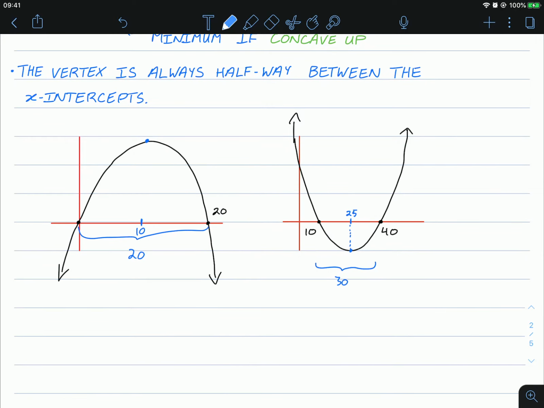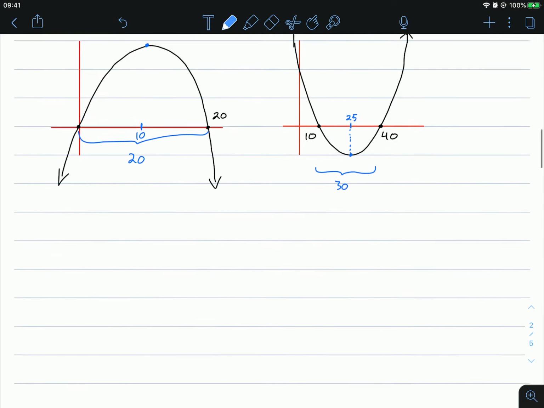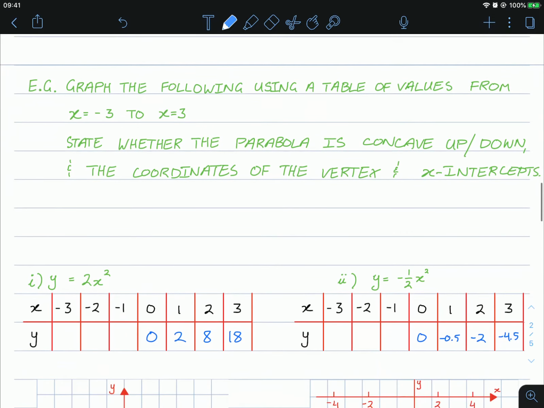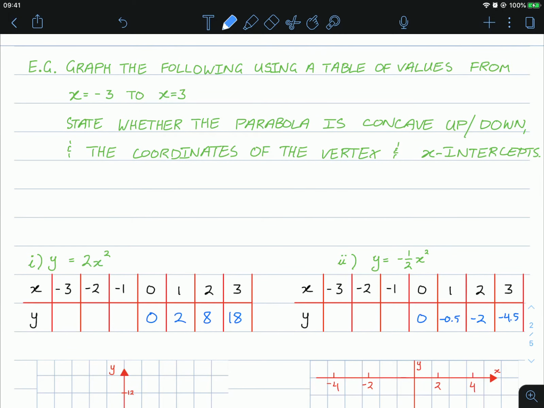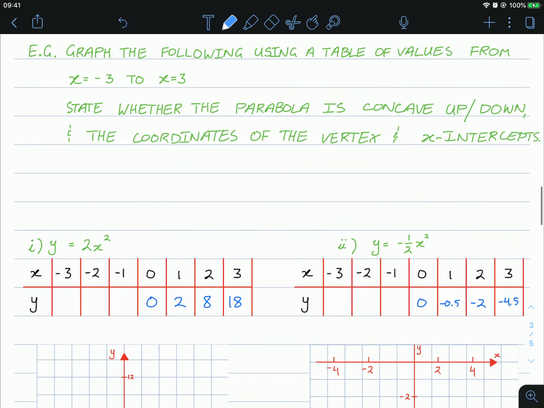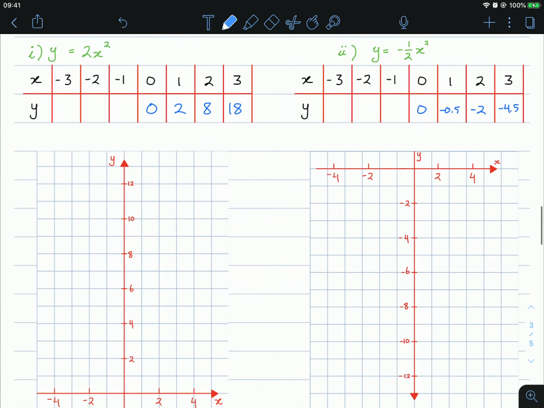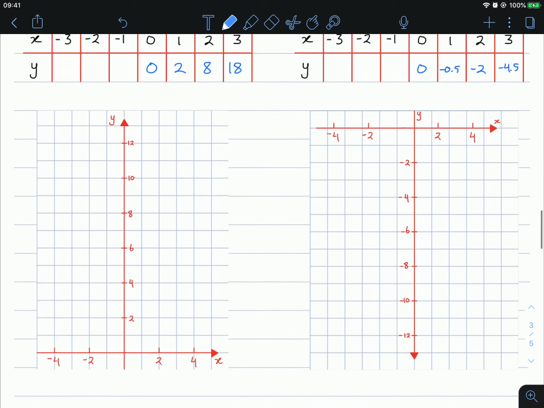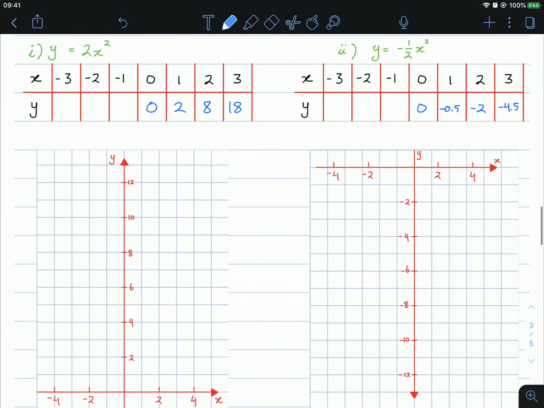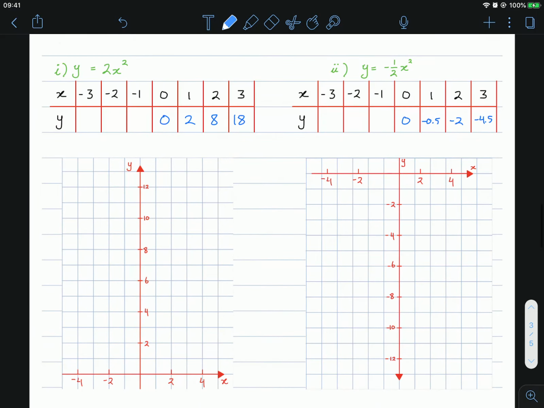So let's get to some graphing of these. Let's graph the following using a table of values from x equals negative 3 to x equals positive 3 and state whether the parabola is concave up or down and the coordinates of the vertex and x-intercept. I've actually already drawn the 4 of them, like so. You can go ahead, pause the video and try and graph these yourselves.